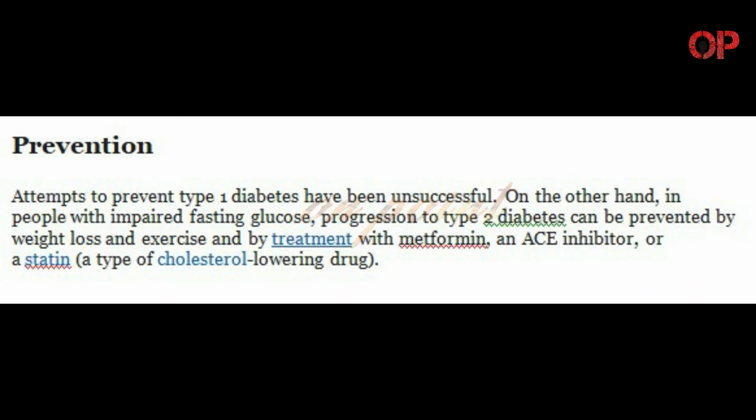Prevention. Attempts to prevent type 1 diabetes have been unsuccessful. On the other hand, in people with impaired fasting glucose, progression to type 2 diabetes can be prevented, by weight loss and exercise and by treatment with metformin, an ACE inhibitor, or a statin, a type of cholesterol-lowering drug.